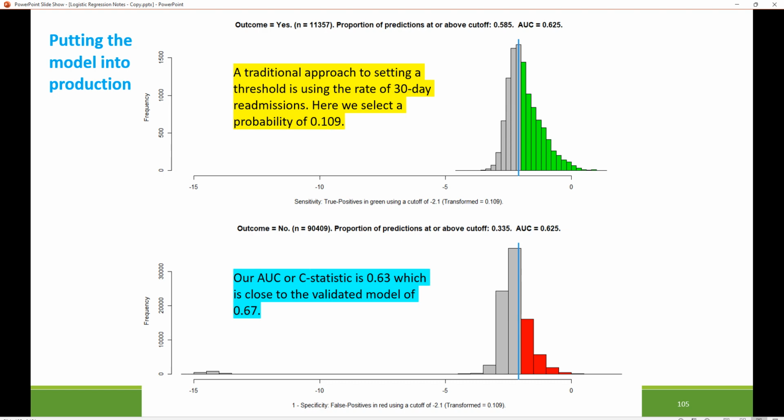Anything above 0.109 indicates someone that has an above average chance of a 30-day readmission. Anything below 0.109 would indicate someone who has a lower than average chance of a 30-day readmission.